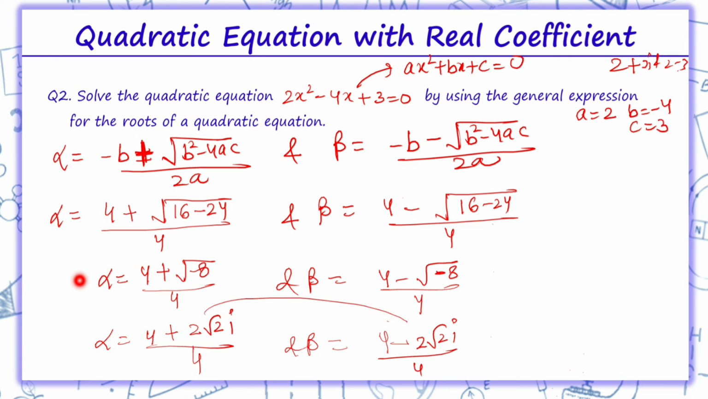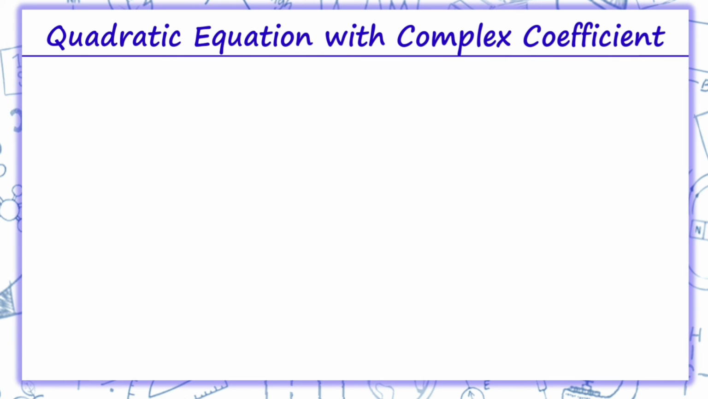Over here this alpha and beta are again conjugate to each other. So for quadratic equations having real coefficients, if their roots are complex, then the complex roots are always conjugate to each other. Coming on now to quadratic equations with complex coefficients. By complex coefficients we mean, let's suppose we have the quadratic equation ax square plus bx plus c, where a, b, c are complex numbers.